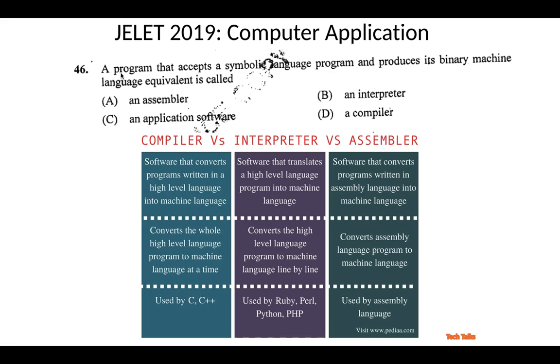Now the question says the program that accepts a symbolic language program, that means the source program or source code, and produces its binary machine language. So a program that converts from source program to binary machine language must be a compiler.